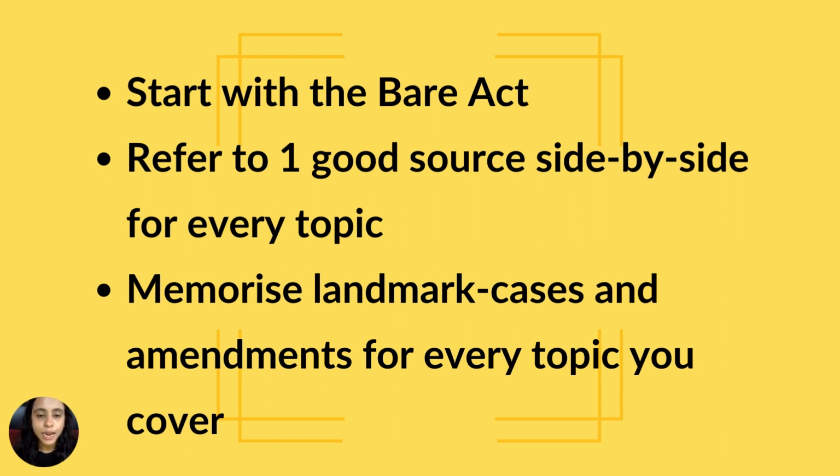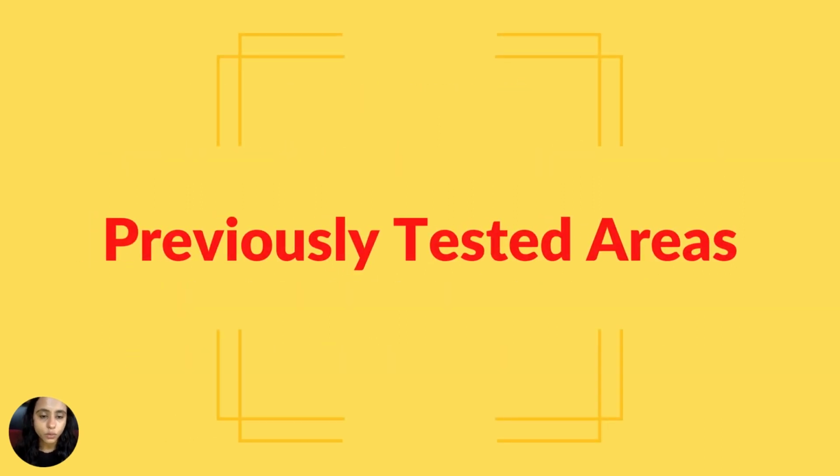Thirdly, you should memorize landmark cases and amendments for every topic you cover. So for example, if you're reading fundamental rights and if you're reading articles 14, 15 and 16 which deal with the concept of equality and reservation, so while reading it from the Bare Act, you should also familiarize yourself with the landmark cases on that point and the important amendments that have happened. So doing this will really cover the topic entirely from the Bare Act as well as from one good source. So this brings us to the end of our video.